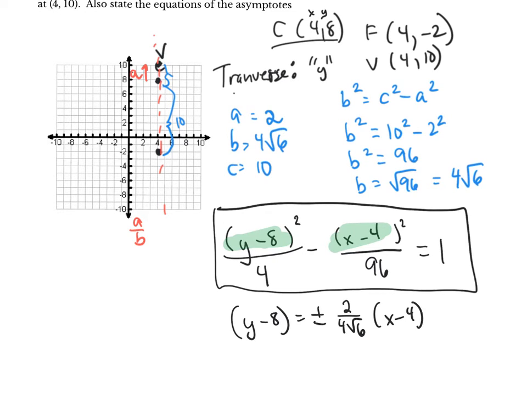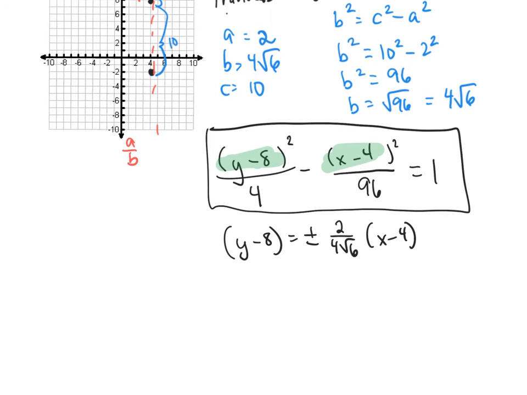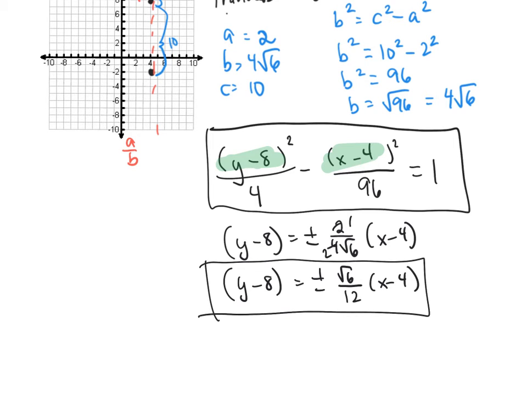And you can, of course, clean up that slope. Not squared. It's an asymptote. So you can clean up that slope if you want. This reduces to 1 over 2. So it'd be y minus 8 equals plus minus radical 6 over 12 times x minus 4 if you wanted to rationalize it. It would look something like that. So we've got our hyperbola equation and our asymptote equations.